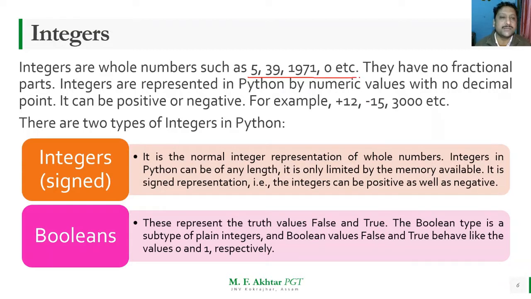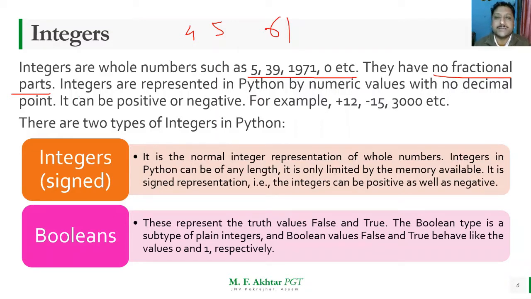These are the integer numbers. They have no fractional parts. Fractional parts mean the decimal part. These are whole numbers like 4, 5, 61. These types of numbers are known as integer numbers.